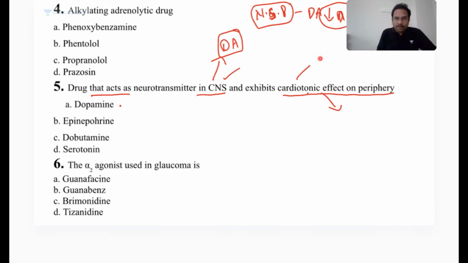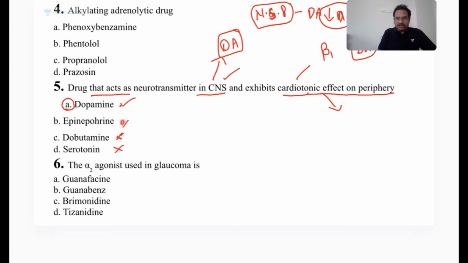Cardiotonic effect on the periphery. Dopamine is a very good beta-1 agonist. Dopamine and dobutamine, both of them are beta-1 agonists. So the question is asking about dopamine. The right answer is dopamine. Now see, epinephrine, dobutamine, serotonin, no.